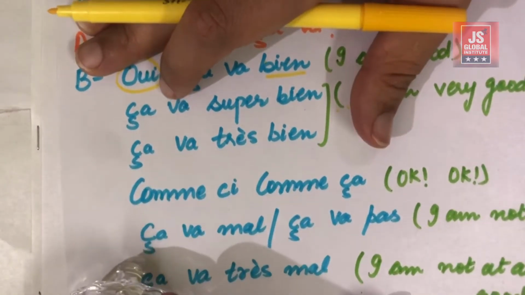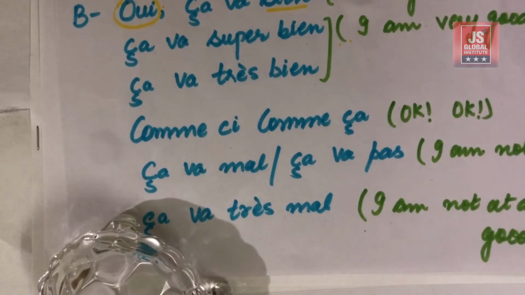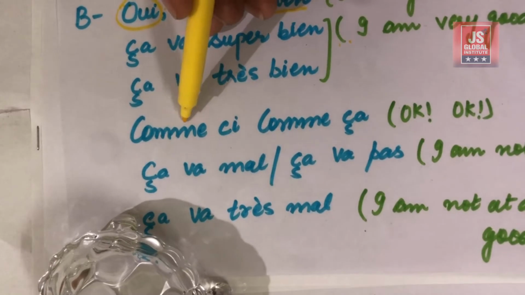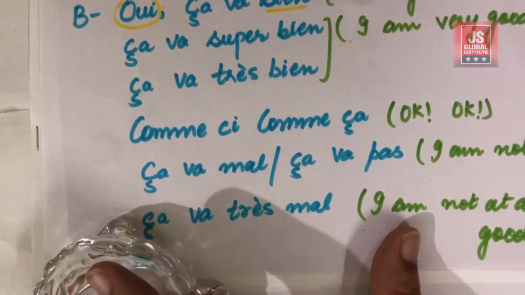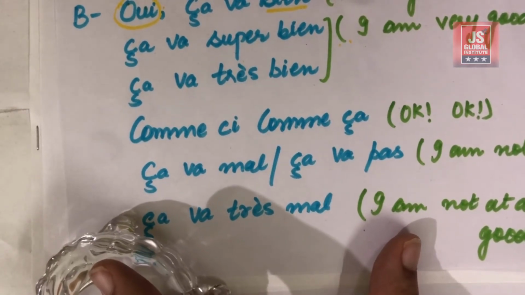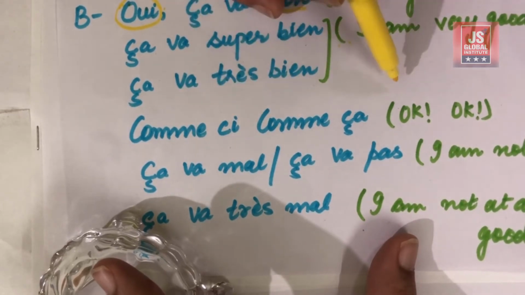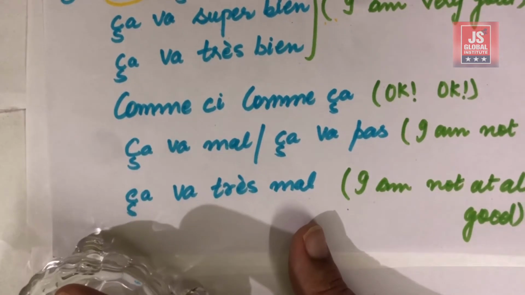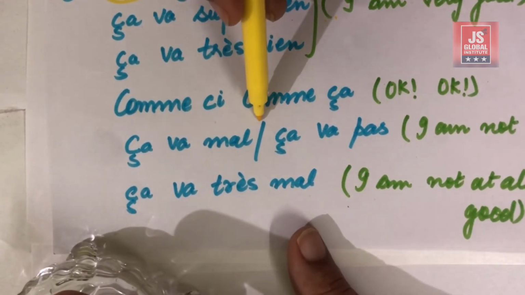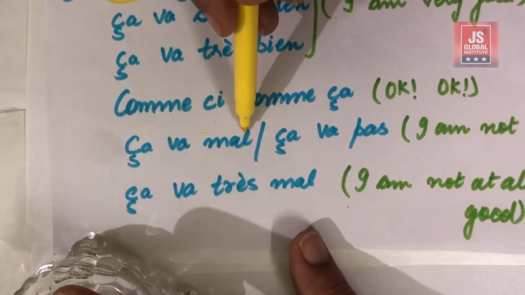So now what are the other responses? For example, you are not that good and you want to say I am okay. So what will you say? Comme ci, comme ça. So if I ask you comment ça va and you are okay, what will you say? Comme ci, comme ça. I am okay. So if you are not okay, what will you say? Ça va mal. Right, ça va mal.